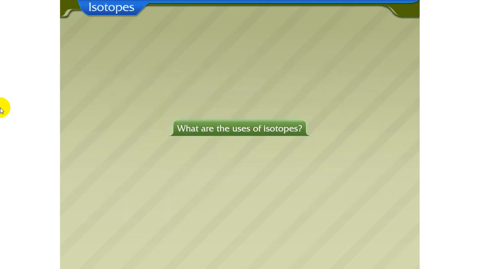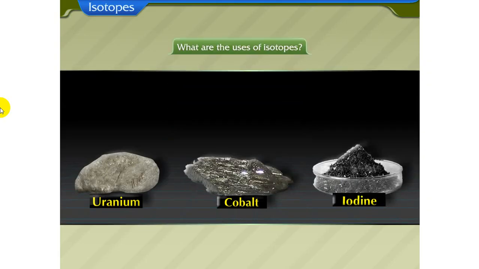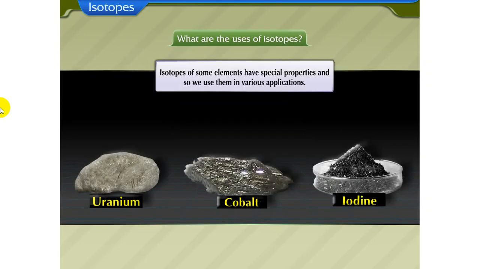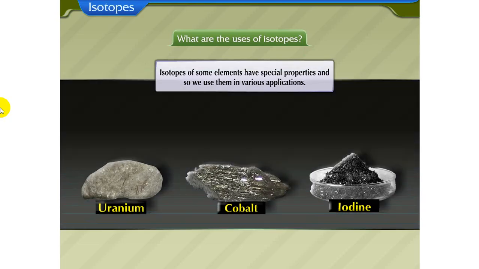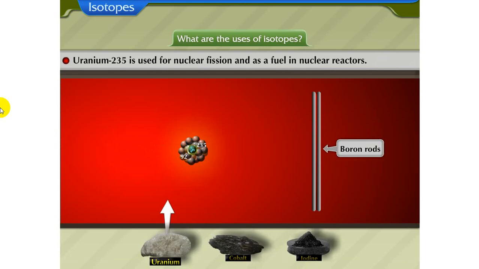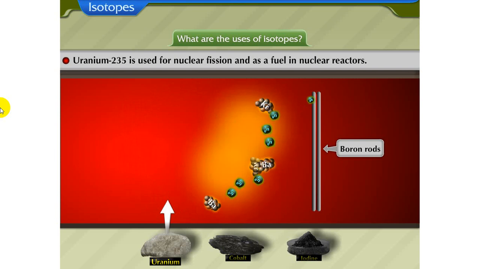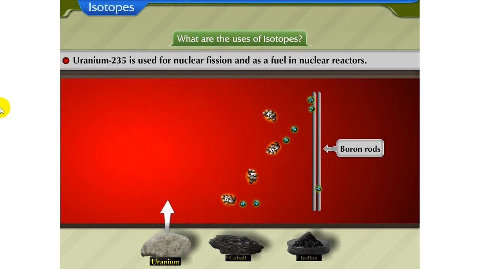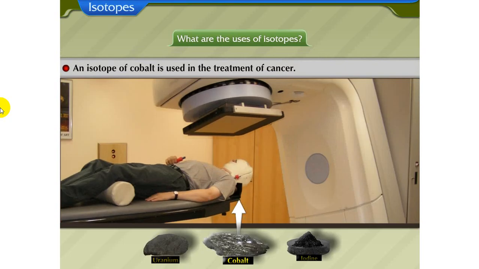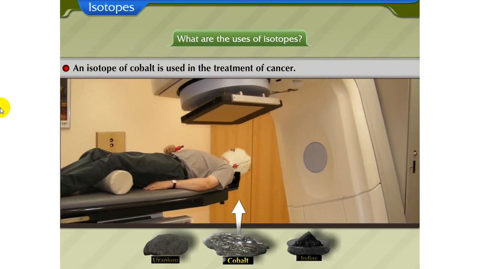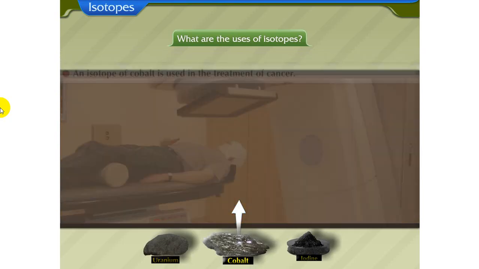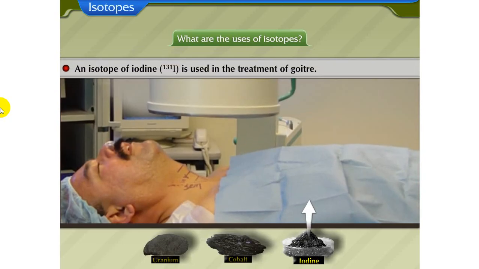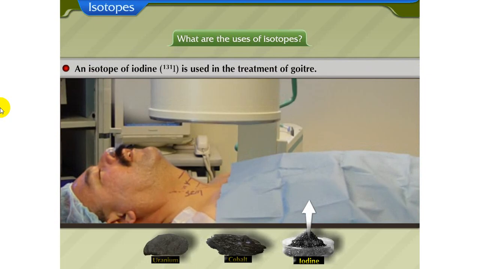What are the uses of isotopes? It is interesting to know that the isotopes of some elements have special properties, and so we use them in various applications. Uranium-235 is used for nuclear fission and as a fuel in nuclear reactors. An isotope of cobalt is used in the treatment of cancer. An isotope of iodine is used in the treatment of goiter.